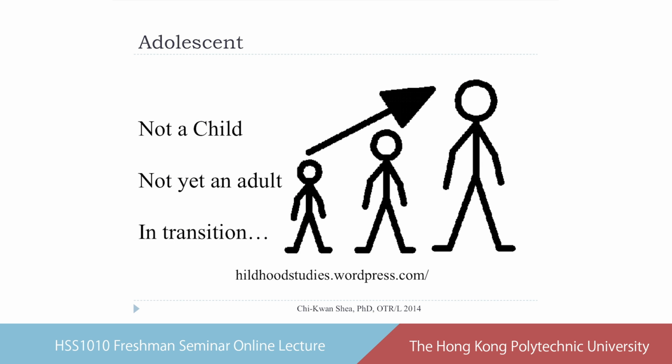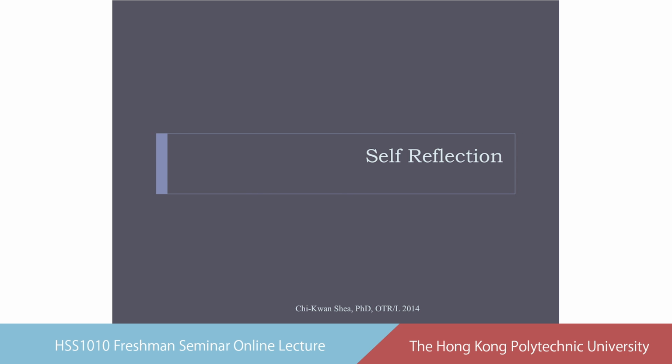Adolescence is no longer a child, but definitely not quite an adult. Therefore, adolescence is a long transitional phase from leaving childhood heading on to adulthood. Let me first ask you a few questions about your adolescence. I will give you a few seconds to think about it, and perhaps you want to write down a few words and respond to each question.